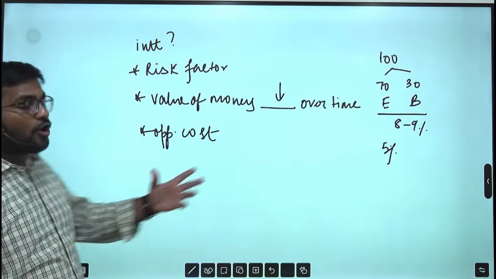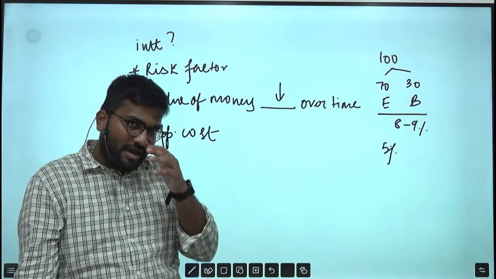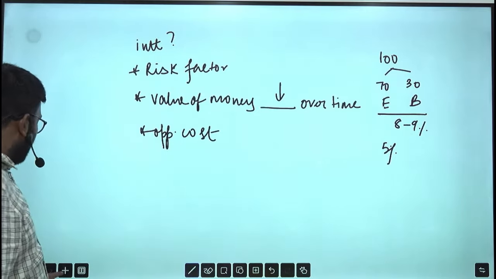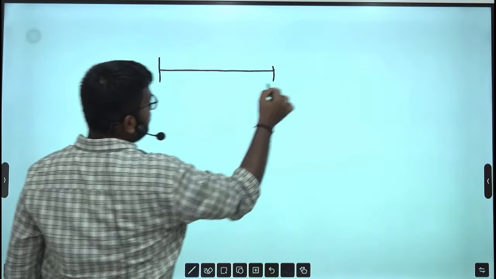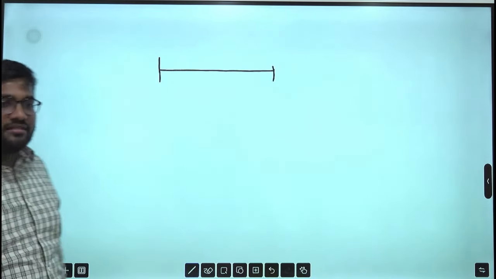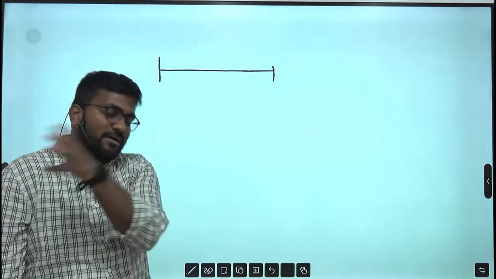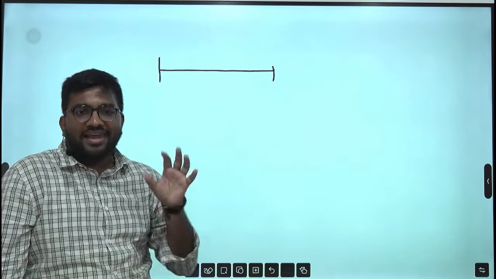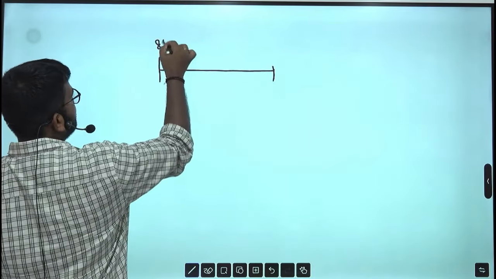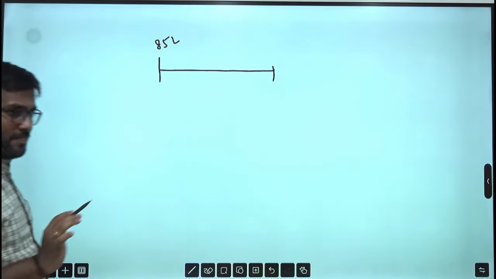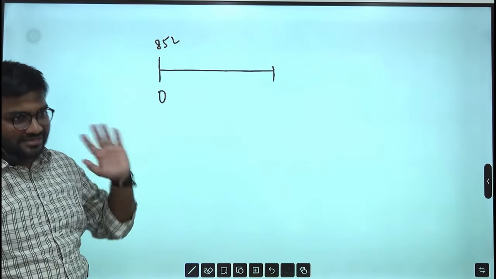People are keeping lots and lots of cash in their home, but they're not understanding. So let me give you a small real life example. In my building, I stay on the third floor. There was a flat vacant on the fourth floor. They went to some other complex and they were very adamant that the selling price should be 85 lakhs. Okay, they were very adamant at time zero that they will sell this home at 85 lakhs.